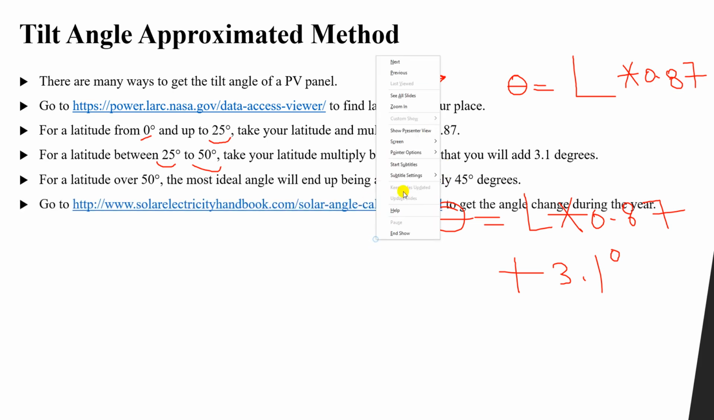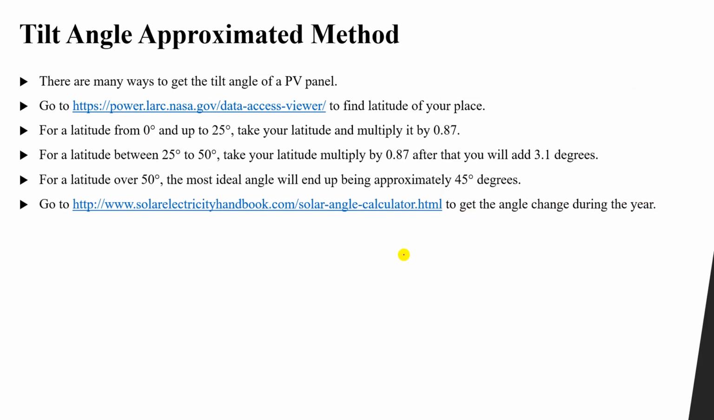Now another method. Let's say you can change the orientation of your panel, or you have a tracking system. In this case you will go to this website. This website will give you the solar angle during the year, so for each month you will have the best angle. As we will see in the next lesson, you are going to select the best angle in each month of the year.